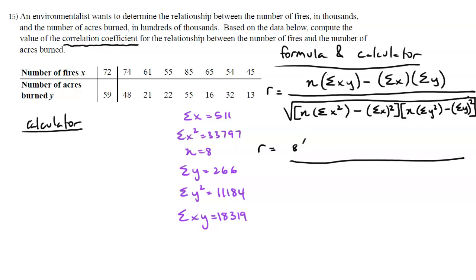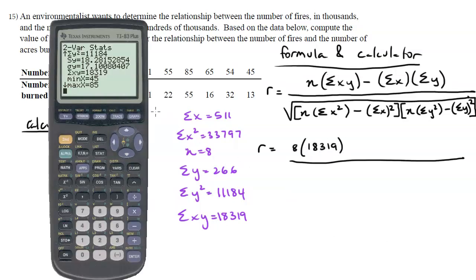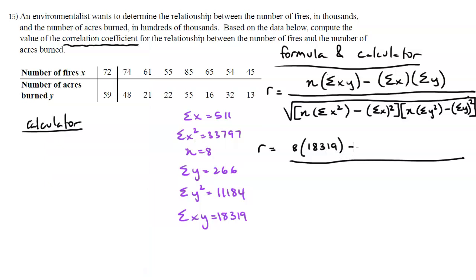So I have n, which is 8, times the sum of xy. That's 18319. Let me just make sure that's right. Okay, yeah. Minus the sum of x, 511, times the sum of y, 266. That's my numerator.